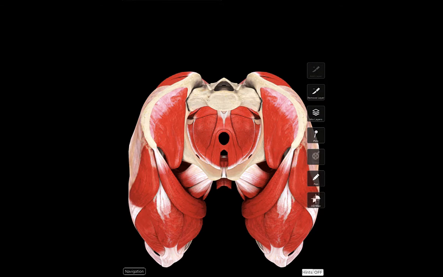Next to the puborectalis, we have the iliococcygeus, and there is the left part and then the right part. So if we're looking at iliococcygeus, it's right here. That is a pretty large muscle. You can look at it by itself.